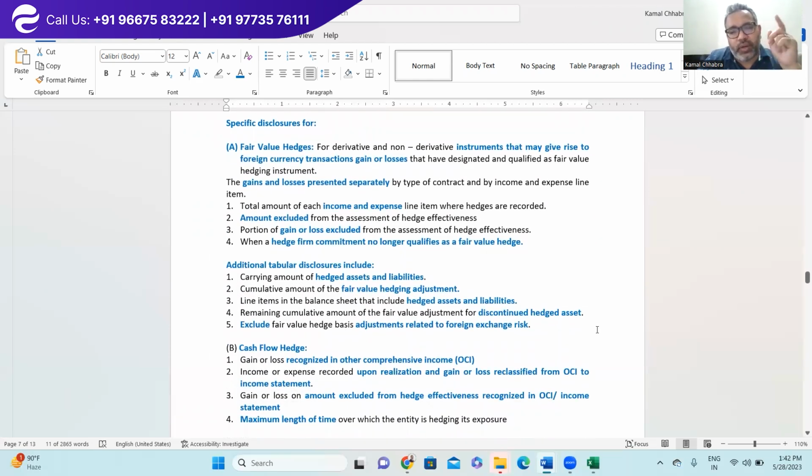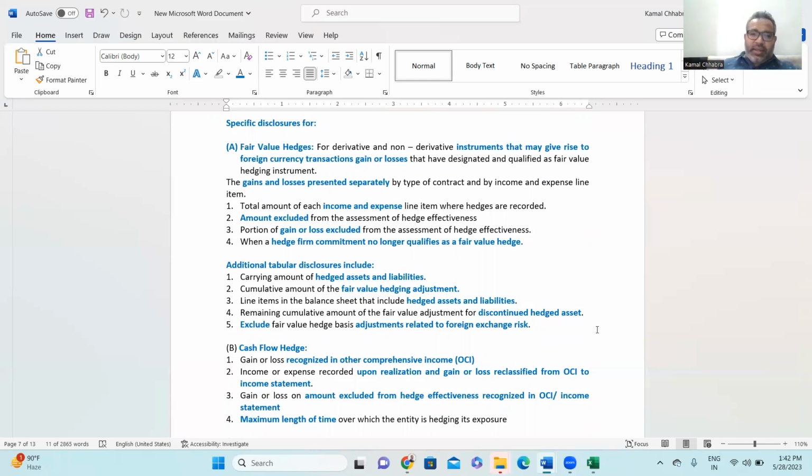First, when you are using a fair value hedge, what is a fair value hedge? It is the change in value when there is an underlying asset or liability, and there is a change in the fair value of that asset or liability, which would be considered for the fair value hedge, right? For that asset and liability, you need to disclose for derivative or non-derivative instruments that may give rise to foreign currency transaction gain or loss, that have been designated and qualified as a fair value hedge instrument.